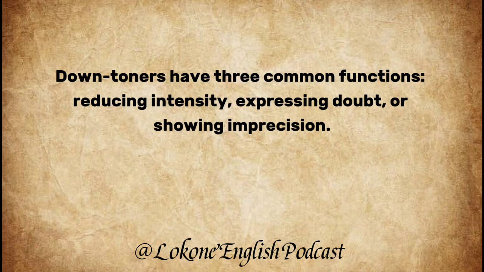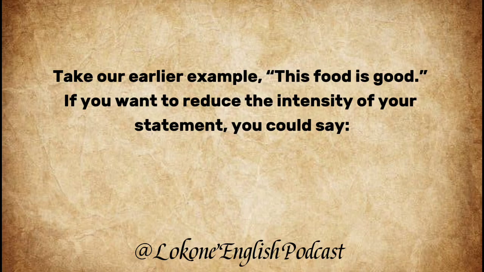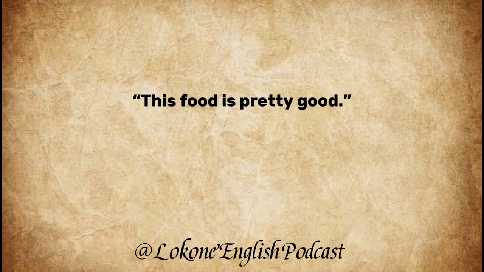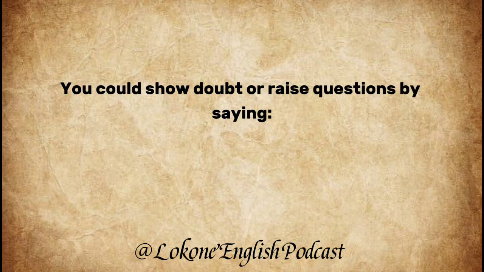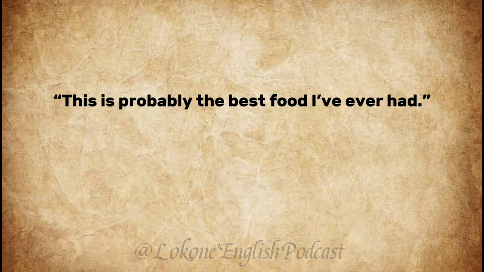Downtoners have three common functions: reducing intensity, expressing doubt, or showing imprecision. Three common downtoners in conversational English are pretty, maybe, and probably. Take our earlier example. This food is good. If you want to reduce the intensity of your statement, you could say, this food is pretty good. You could show doubt or raise questions by saying, this is maybe the best food I've ever had, or this is probably the best food I've ever had.